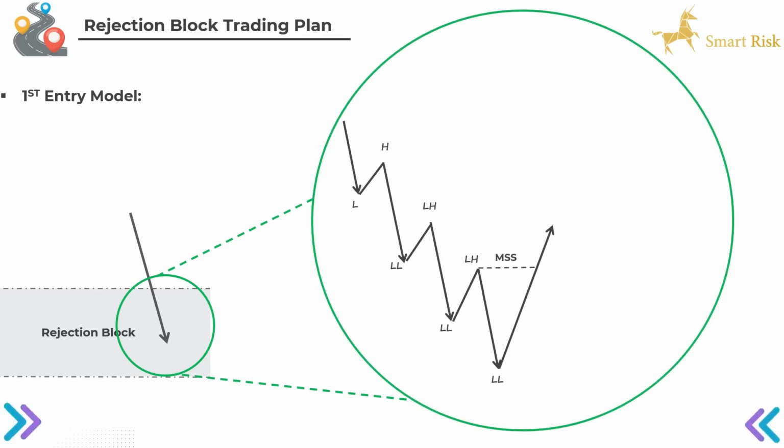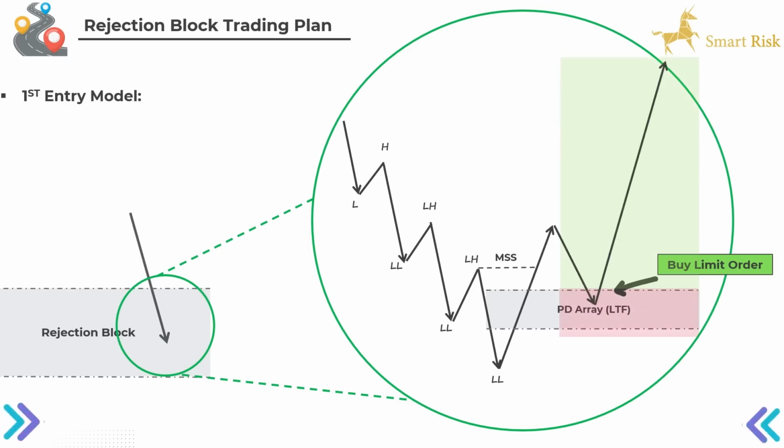Once a market structure shift is confirmed, we identify a lower time frame PD array to open a position. In this case, a buy position. This PD array could be a fair value gap, an order block, a breaker block, or a mitigation block. You have two options for take profit levels. Target the nearest draw on liquidity on the current time frame, or aim for the higher time frame draw on liquidity for larger potential gains.